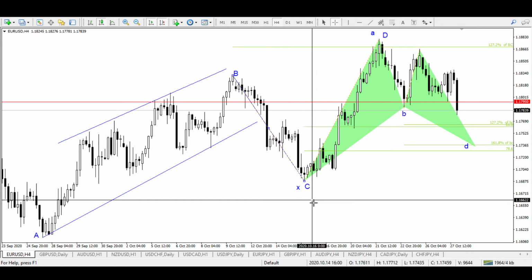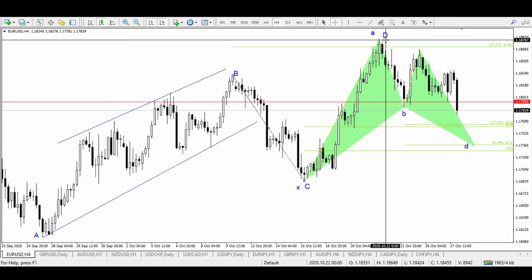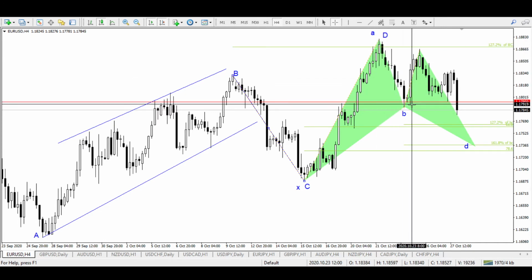as per 127.2% of BC. I always say that the CD can be measured either as per AB or as per BC. When we measure as per BC, it will generally be 127.2% of BC. If we measure as per AB, it can be equal to AB, which is called AB equals CD, or it can be 61.8% of AB.